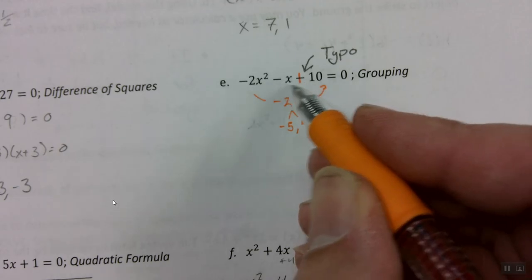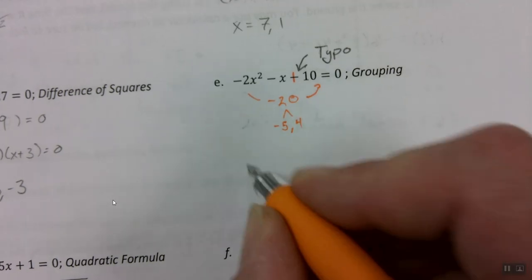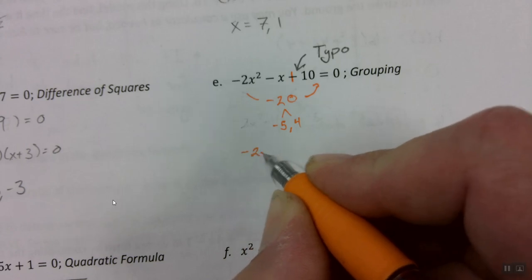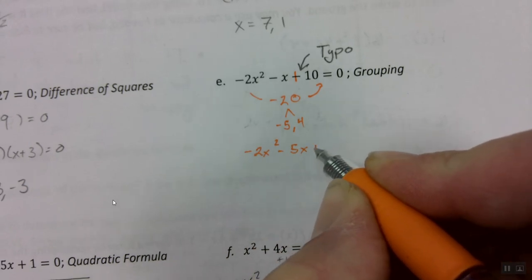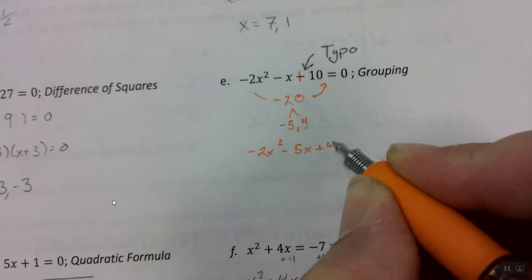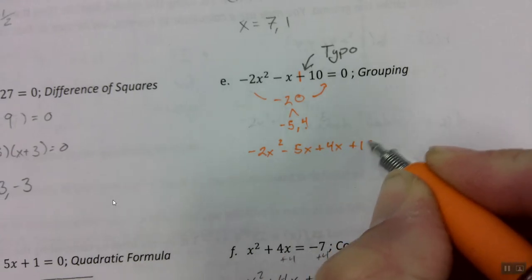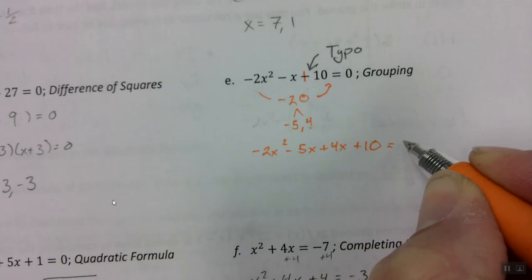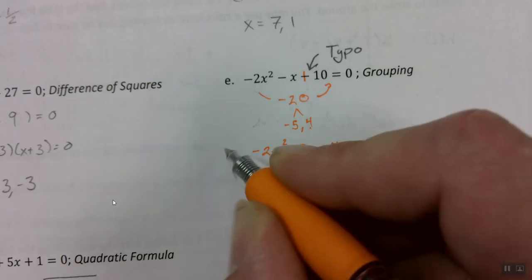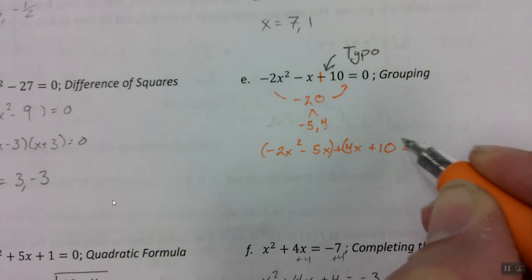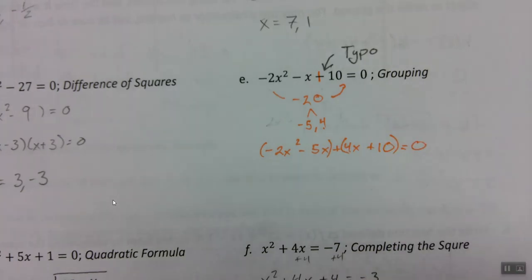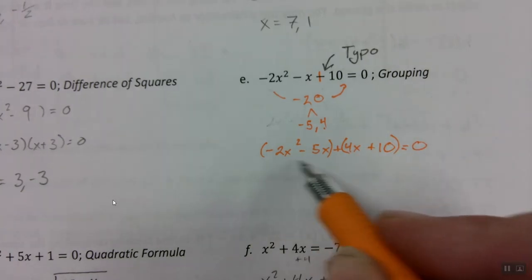We're going to replace minus x with these two. And let's just see what shakes out. -2x squared minus 5x plus 4x plus 10. And it's still equal to what? 0. Now, by doing this, we give ourselves an even number of terms, which can then be split into 2 different groups. Anything that comes out of here?